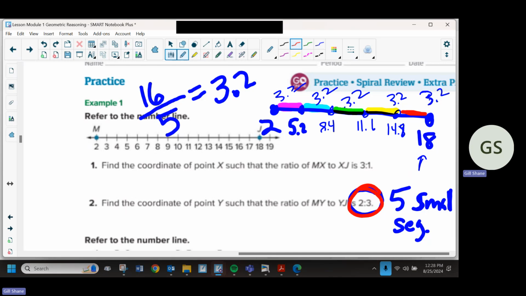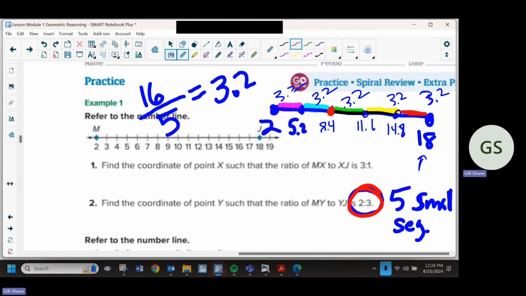And then I should have 2 on the left and 3 on the right. So that means my point would have to be right there, which is the 8.4 that we got earlier when we did it using the weights. And we reversed the ratio and did it as a weighted average problem.